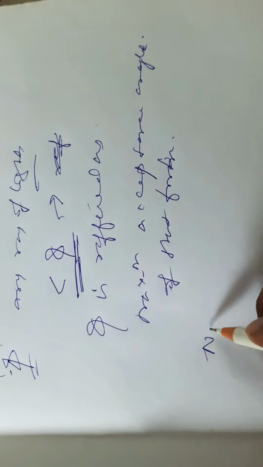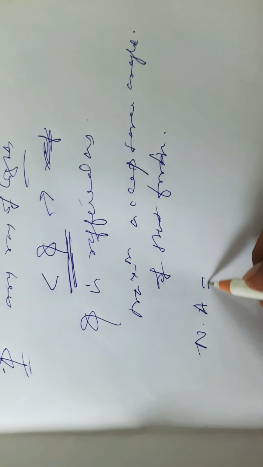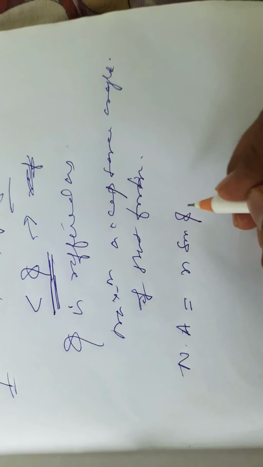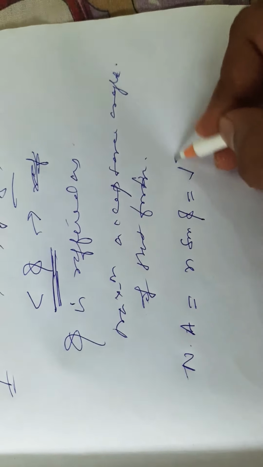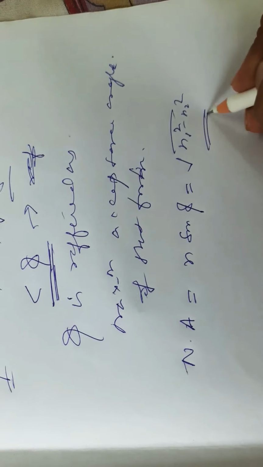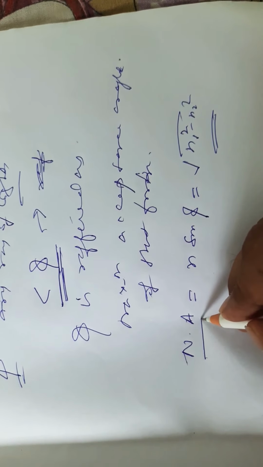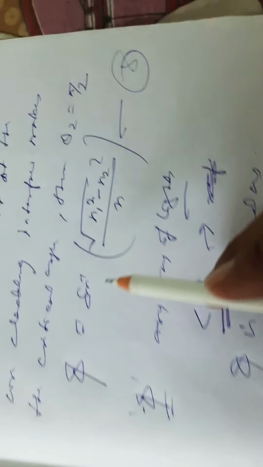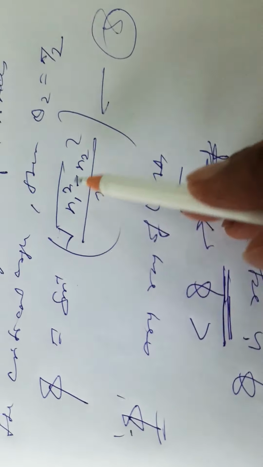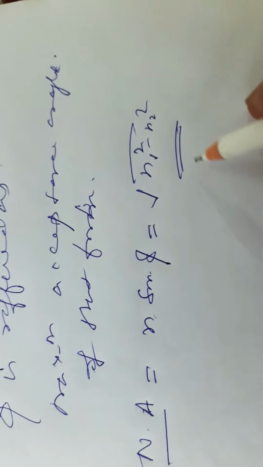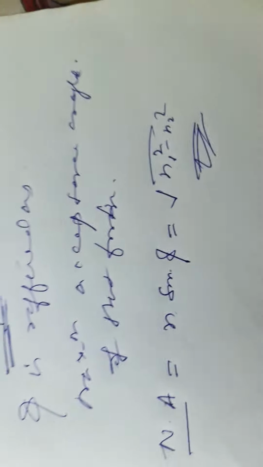The numerical aperture is expressed as n sine phi, which is equal to under root n1 square minus n2 square. So this is the definition for NA, that is n sine phi. We'll put the value of sine phi from this equation: sine phi is equal to under root n1 square by n minus n2 square by n, and the n will get cancelled out, and ultimately we'll get this much. So this is your numerical aperture.